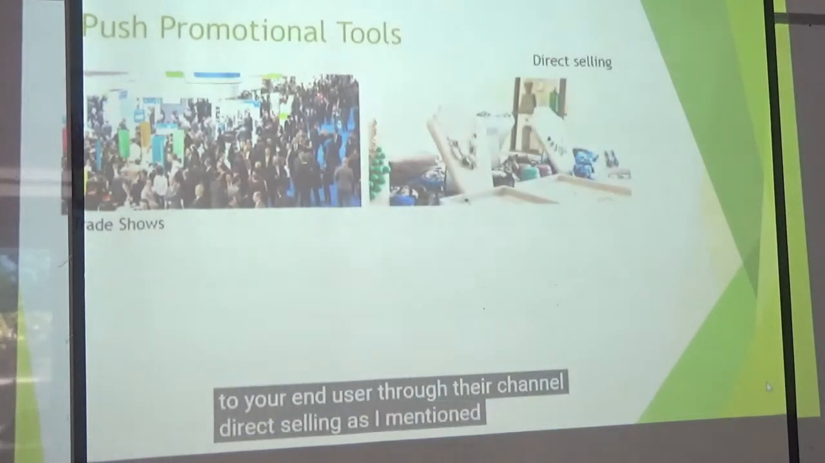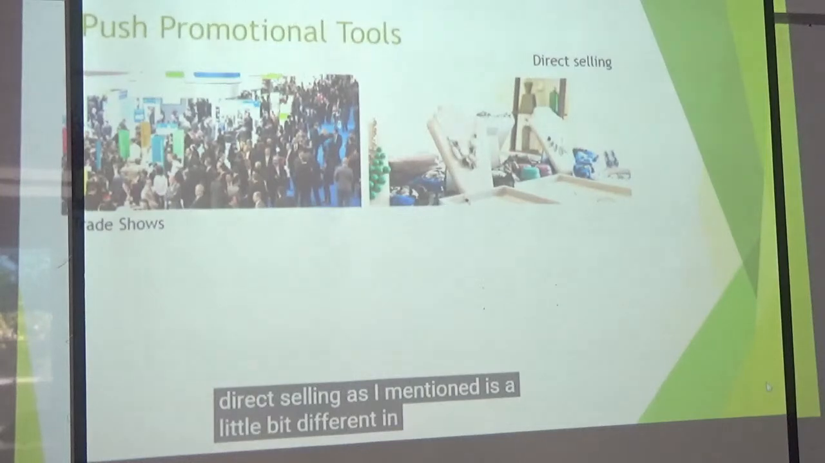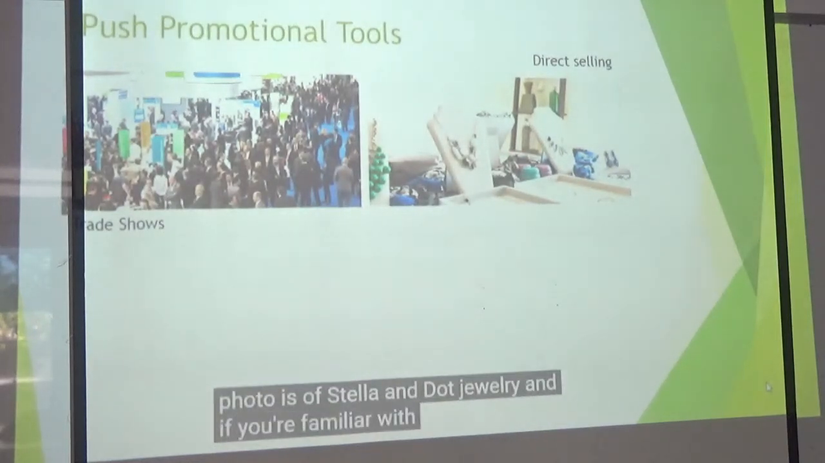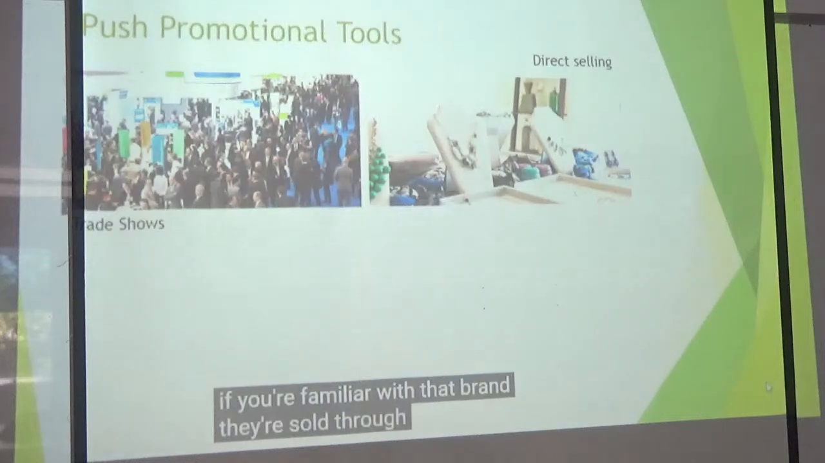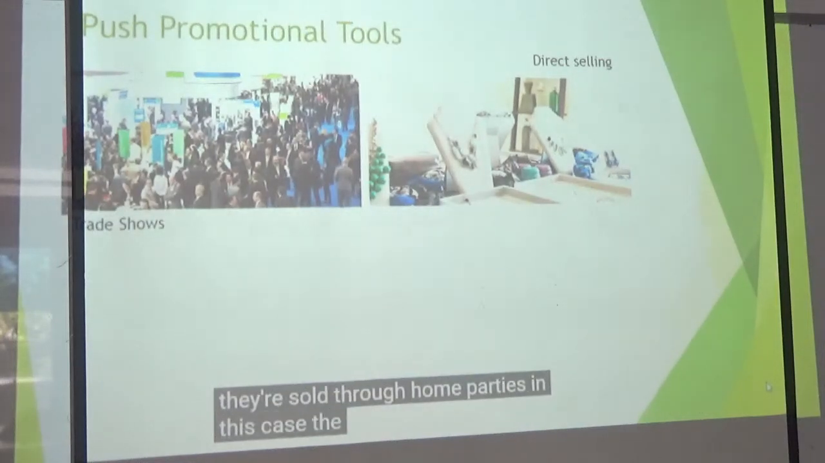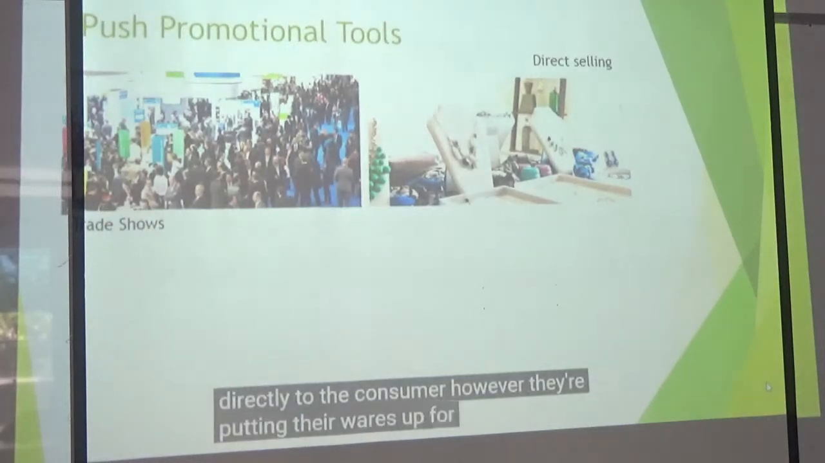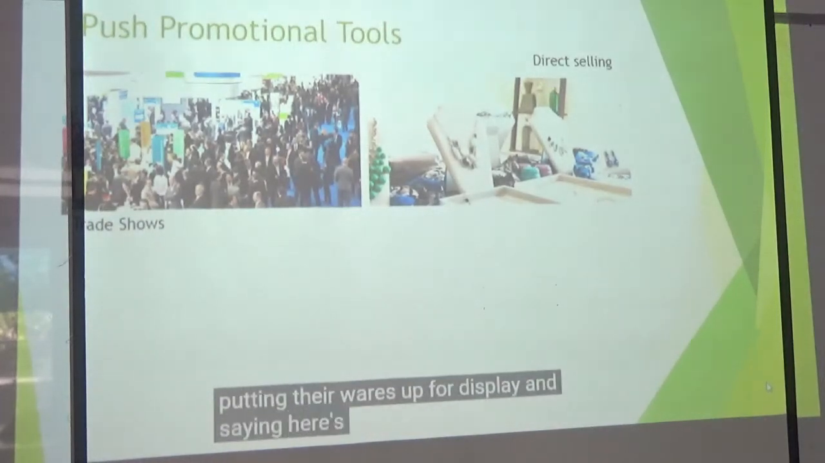Direct selling, as I mentioned, is a little bit different. In this case, the photo is of Stella and Dot Jewelry. And if you're familiar with that brand, they're sold through home parties. In this case, the manufacturer is selling directly to the consumer. However, they're putting their wares up for display and saying, here's your product, buy us.